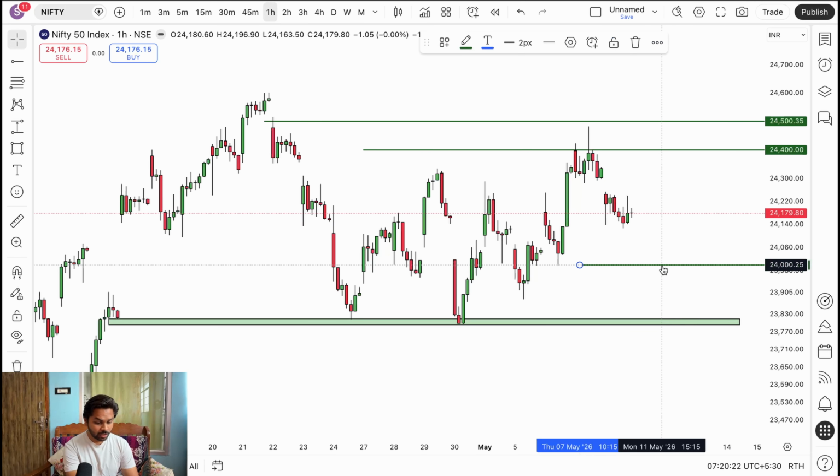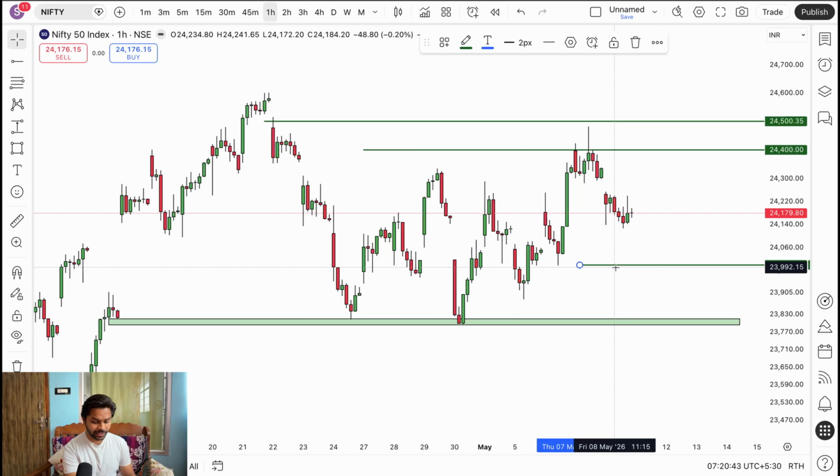So 24,000 is a very strong support also, but I will not say this is just the bottom and this is where the market will come and take a bounce from everywhere. No, this cannot happen all the time, right? But yes, 24,000 is a psychological level, and yes, the market can take support from those levels.